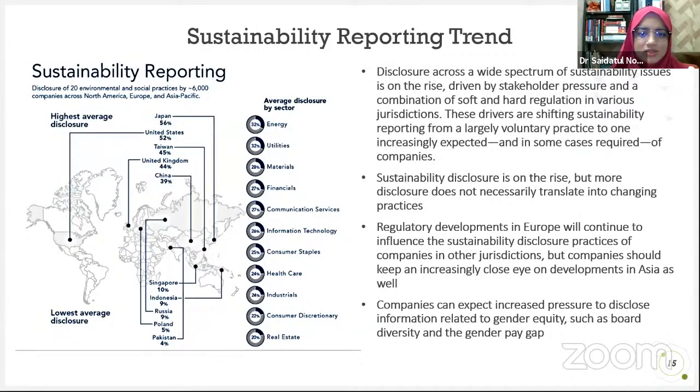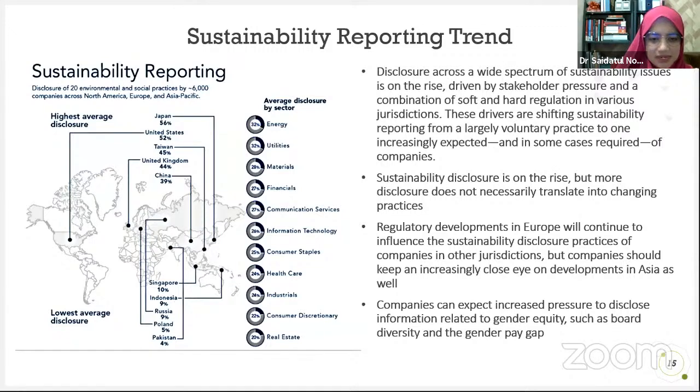And then sustainability disclosure is also on the rise, but more disclosure does not necessarily translate into changing practice. For example, the example that they gave here is that even though there's much more disclosure on GHG emission over the past five years, if they look at the collective GHG emission by these companies that is being disclosed, the GHG emission is actually on the rise. So the pollution is on the rise, but the disclosure is also on the rise. So disclosure is not a good indicator to say that we are now in a better, less polluted world. It is not an indication, all right? Because even though you disclose a lot more, pollution is also on the rise. So it does not follow like that.